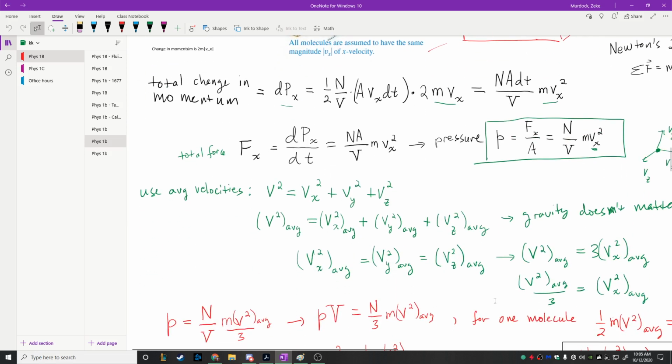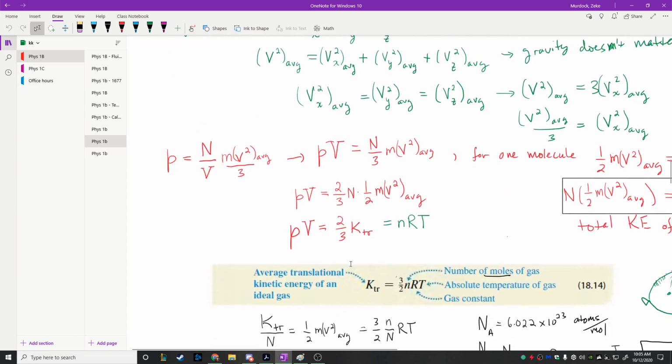Through that derivation, we eventually came to this really simple result, that the translational kinetic energy of a gas is equal to 3/2 times the number of moles times the gas constant times the temperature, giving a direct connection between kinetic energy and temperature, which is really powerful. The idea is that the temperature of an object is related to the average kinetic energy of the gas.